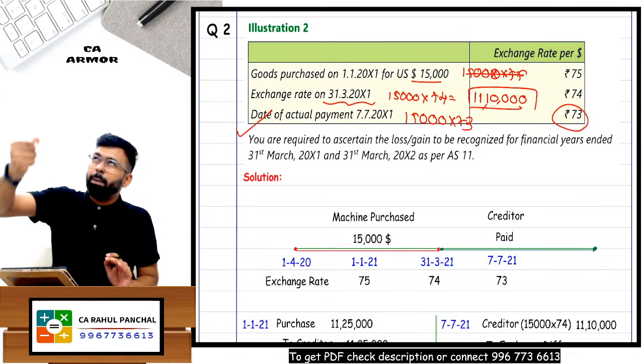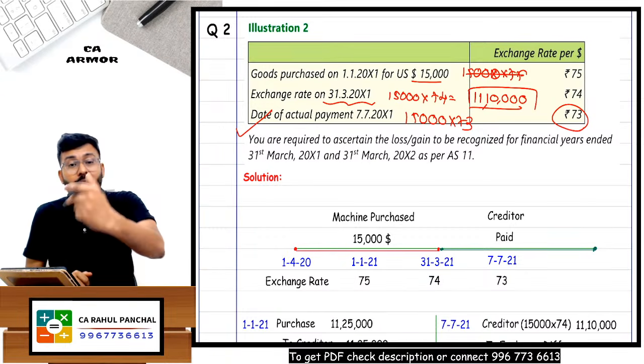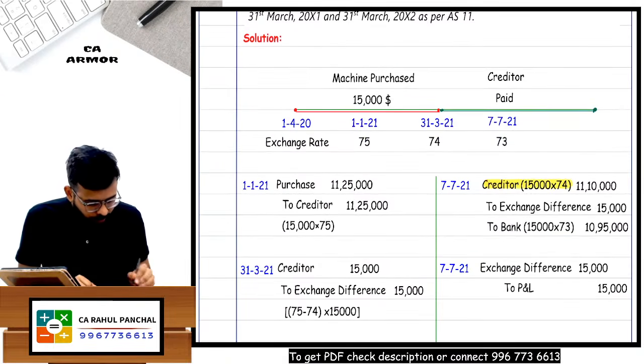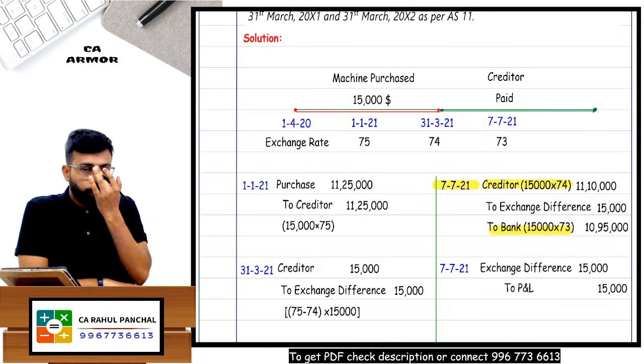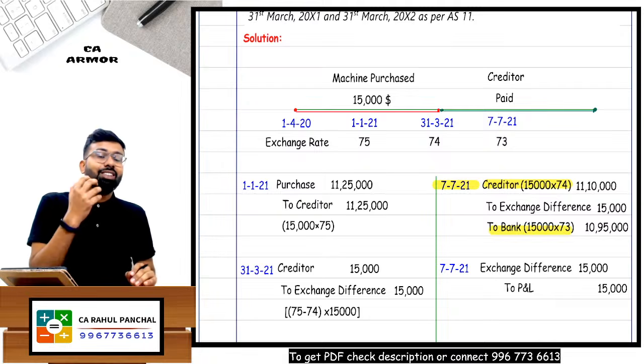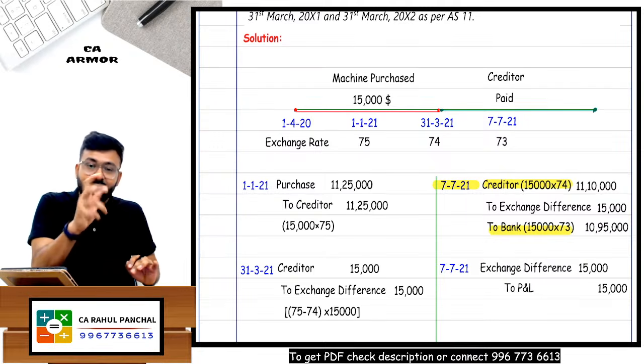Sir, creditor ko I will pay, so debit the creditor, credit the bank. The money is going from the bank to the creditor on the July date. Leave one line in between just to adjust the exchange difference. Acha, what is the value of the creditor that will be existing in our books?